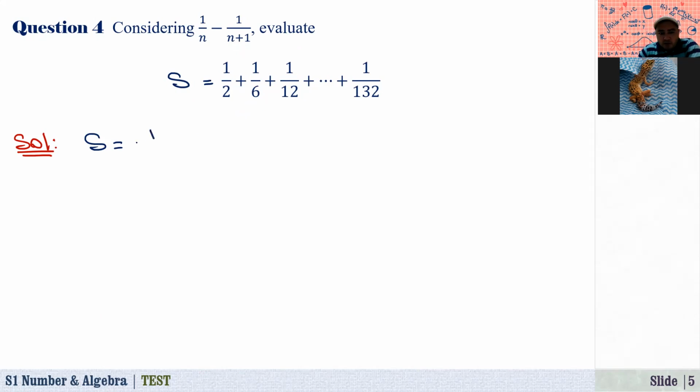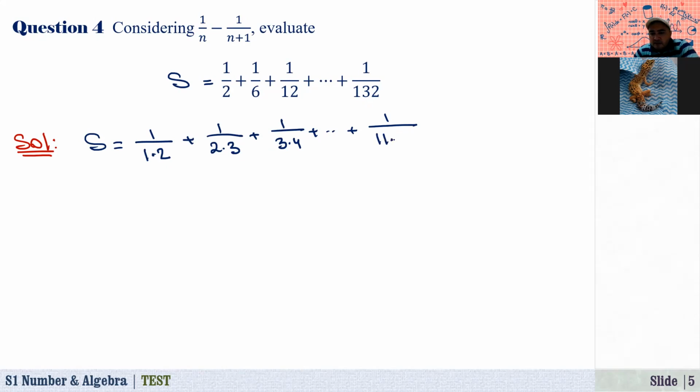That is 1 over 2. I can write it as 1 over 1 times 2, plus 1 over 6, 2 times 3. This dot means times. Plus 1 over 12 is 1 over 3 times 4. Here we notice every denominator is just the product of two consecutive positive integers or whole numbers. So how about 132? 132 is, it's 10 times 11, 11 times 12, right?